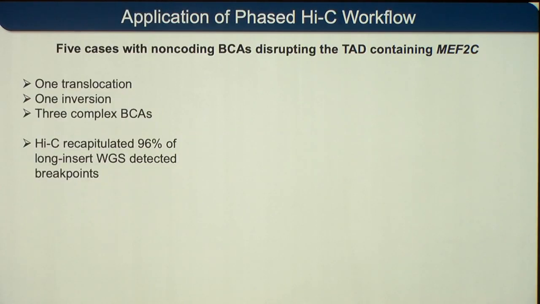So we applied this pipeline to 5 cases with non-coding BCAs disrupting the TAD containing MEF2C, including 1 translocation, 1 inversion, and 3 complex cases. And we were very encouraged to see that the Hi-C recapitulated about 96% of the breakpoints that we had originally identified with whole genome sequencing. So it was able to identify the correct structural variation and put it in the correct orientation.